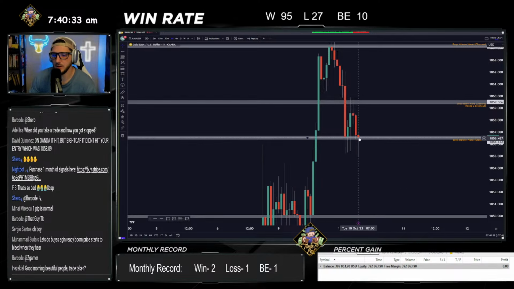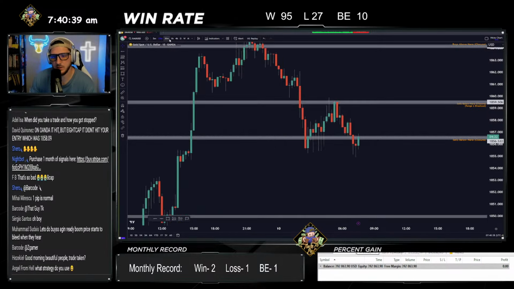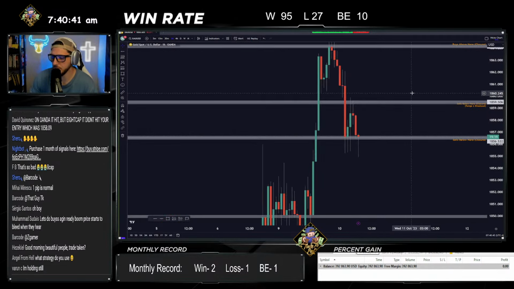Let's see if we can close bullish. If we can close bullish here in 19 minutes, that's going to be probably another opportunity here for us.